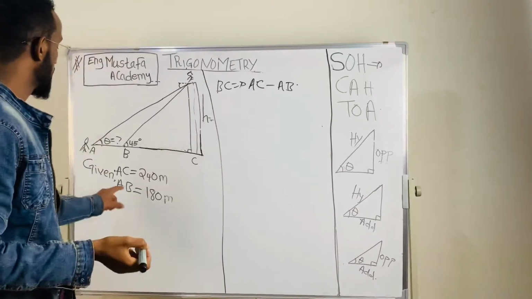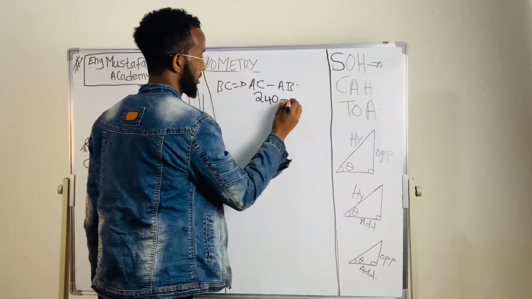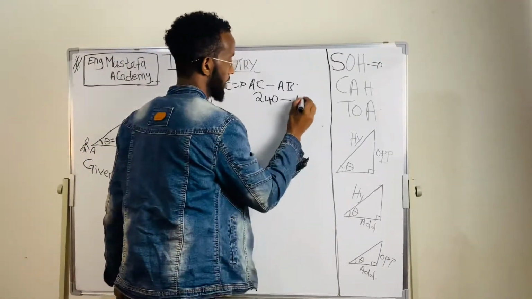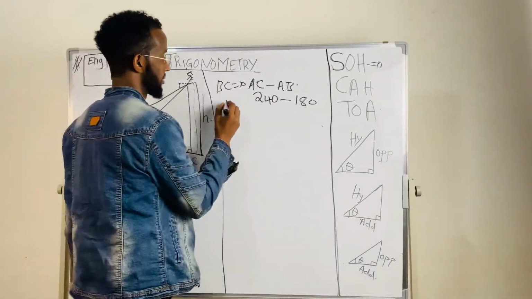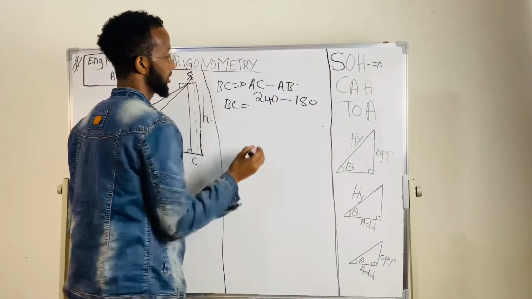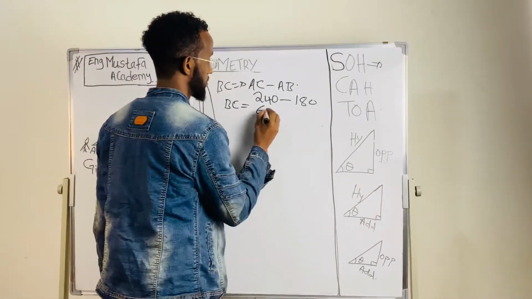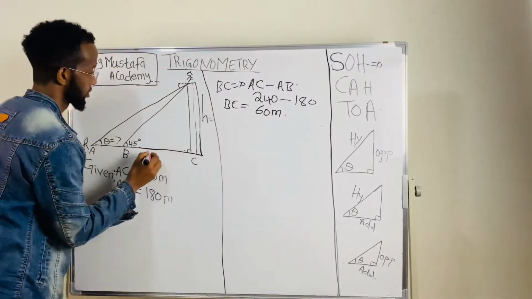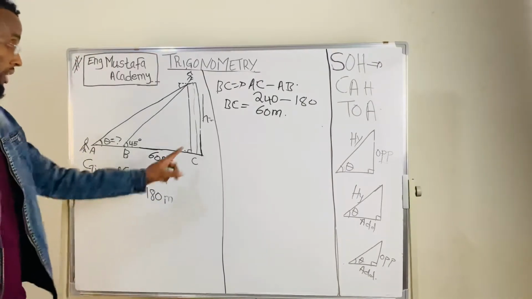Good. Then what do we have for AC? AC here we have 240 minus AB, which is 180. Good. From there we are going to know BC, which is 60. We have 60 meters to be our BC from here to here. So from here to here we have 60 meters. Very good. So can we find the h?